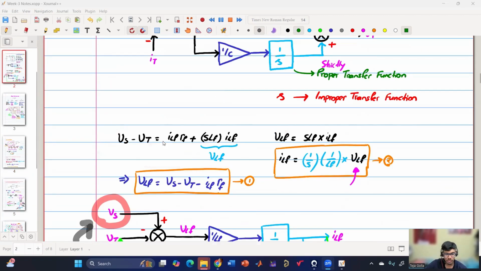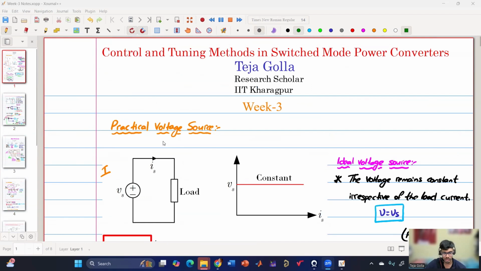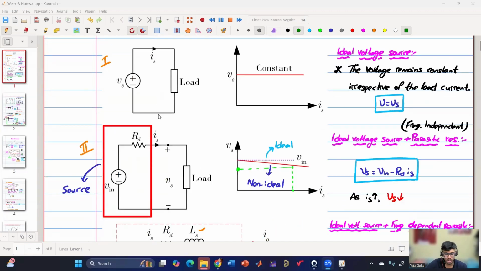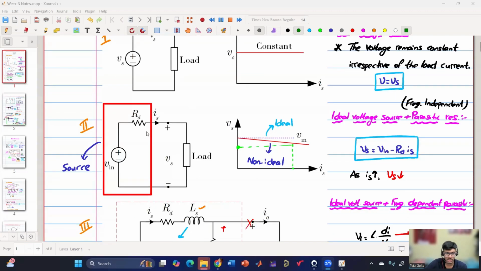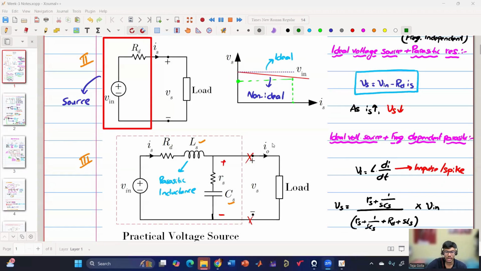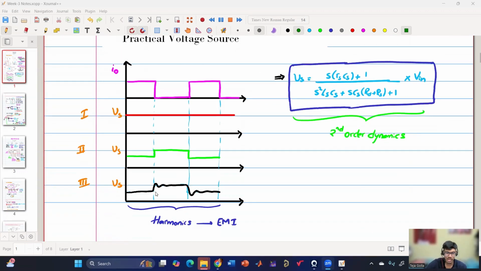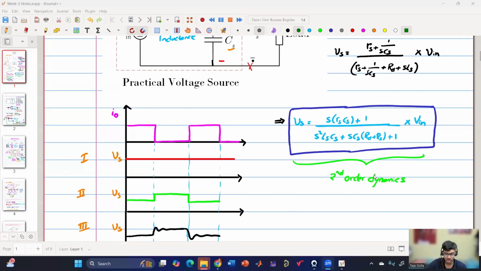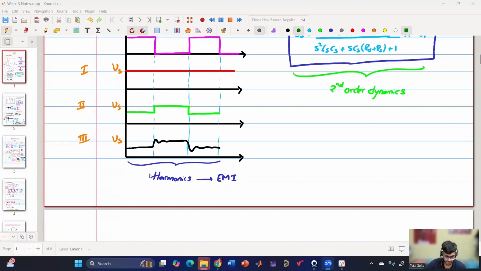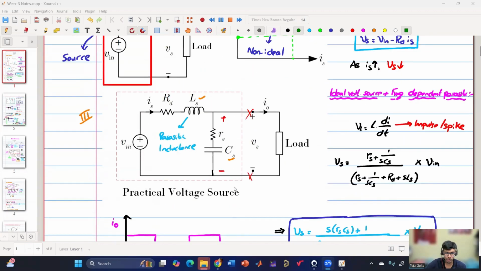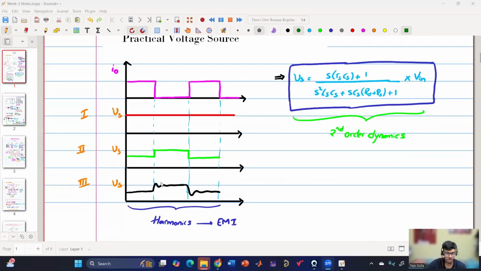So this week is about fixed frequency control techniques. But before we went there, we discussed certain important things like the practical voltage source, where we considered three cases. In the first case, we considered the ideal voltage source, where the voltage is constant. In the second case, an ideal voltage source with parasitic resistance, where the voltage will linearly fall. In the third case, we also incorporated frequency dependent parasitics, and we saw that because of these there can be additional harmonics, basically second order dynamics because of the LNC. Because of these harmonics, there can be EMI issues if we are taking pulsating current at higher frequency.